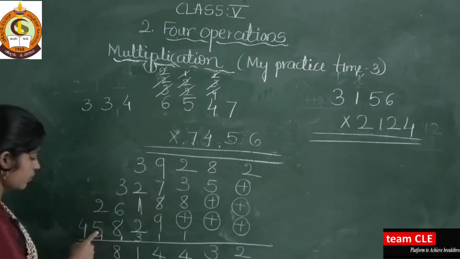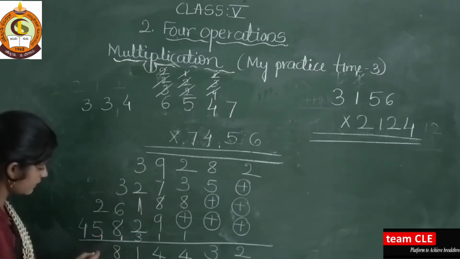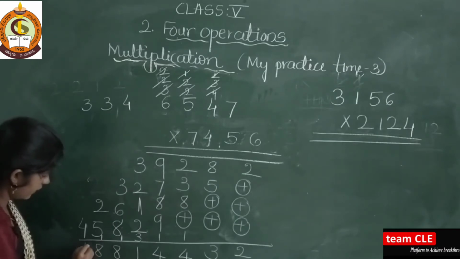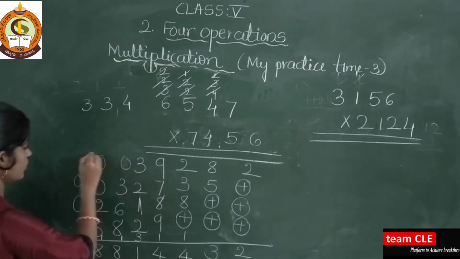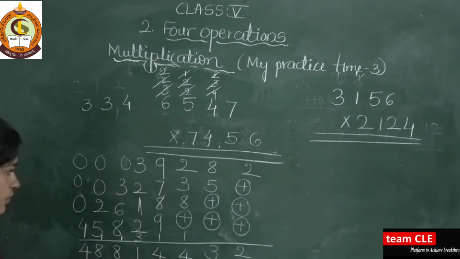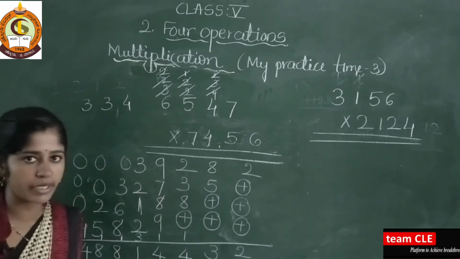Next, 2 plus 5 is 7. 7 plus 1 is 8. Again you write here 4 and you make all these digits 0 if you are getting confused. So this type you have to find the product.